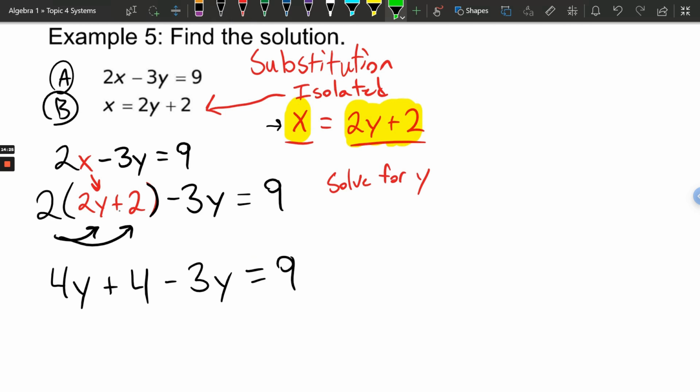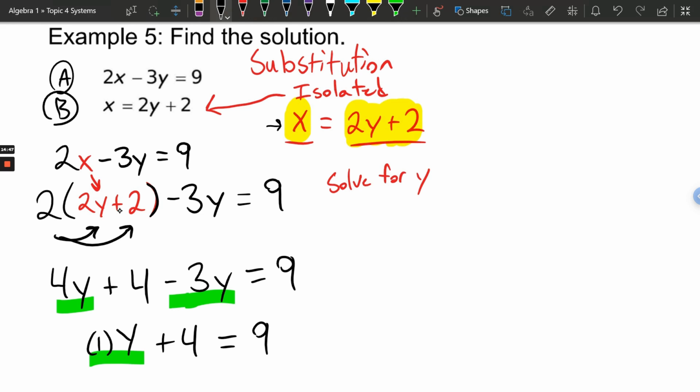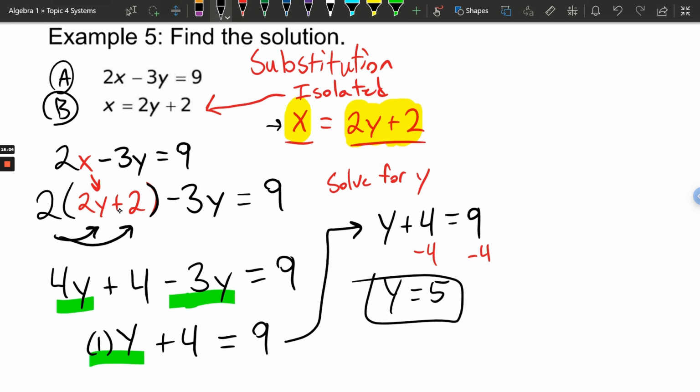The next thing I'm going to do is notice that I have like terms right here. We have a negative 3y and a positive 4y. If you take 4 minus 3, you get 1y. Okay, so that's combining those two green like terms into 1y. We're still going to have plus 4, and we're still going to have that equal to 9. I'm going to take my equation up here, so we have y plus 4 is equal to 9. Let's see, if I subtract 4 on both sides, we get y is equal to 5, and that's half my answer.